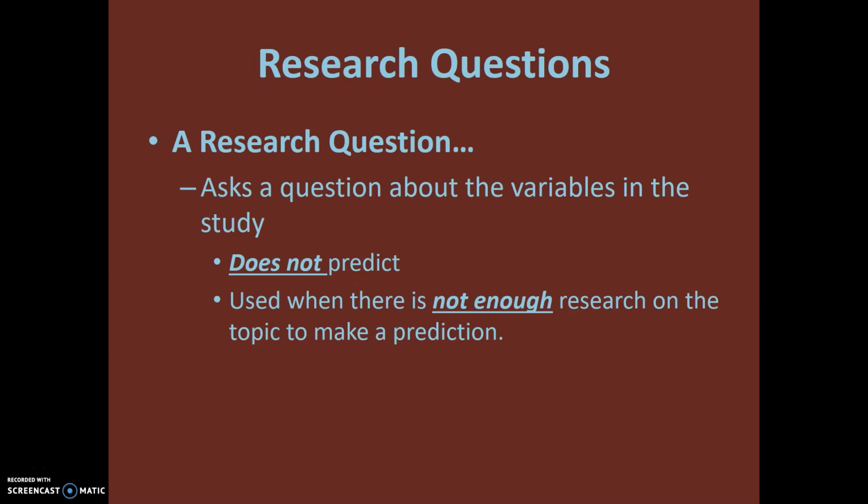Let's start with the research question. When we're talking about research questions, we're talking about being able to ask a question about the variables in the study. That means in your literature review you've talked about certain concepts that you want to look at in a certain way. However, with the research question, it does not make a prediction. Again, with a research question, you're not making a prediction, but you're simply going to inquire about the variables that you want to look at.